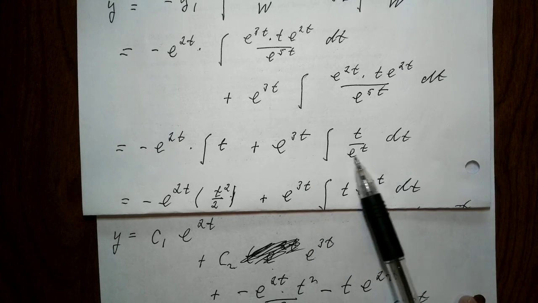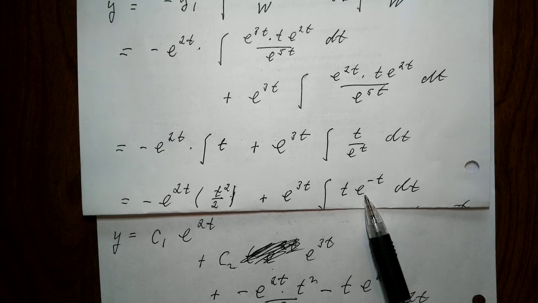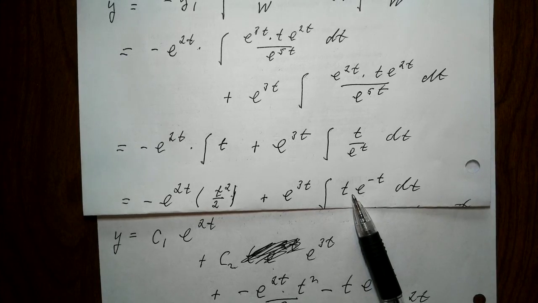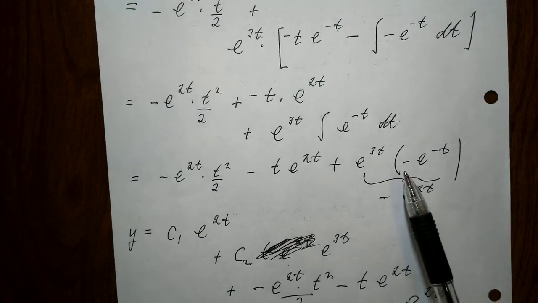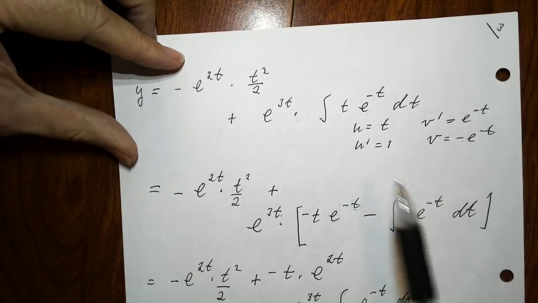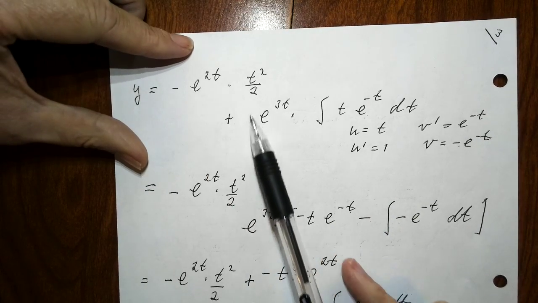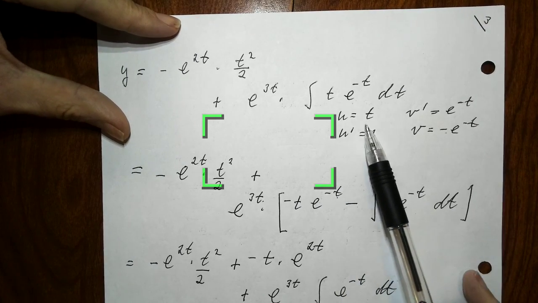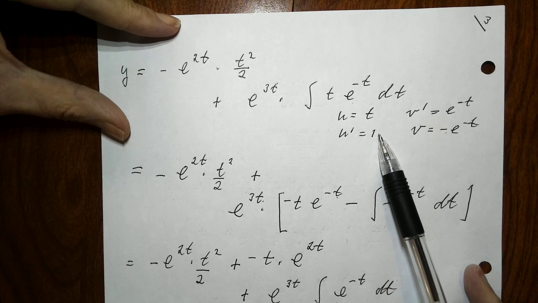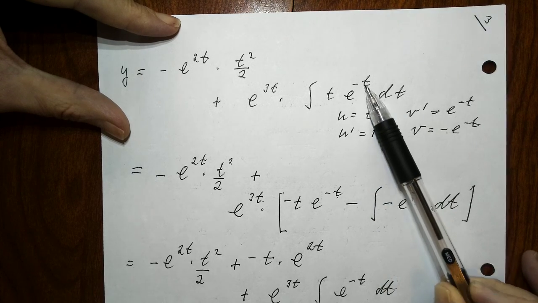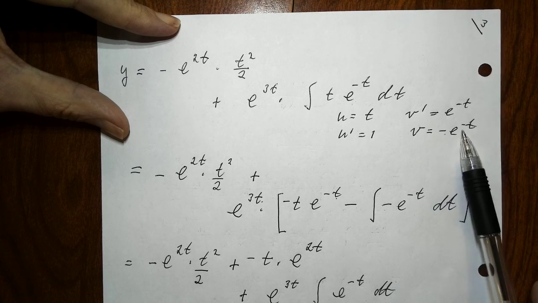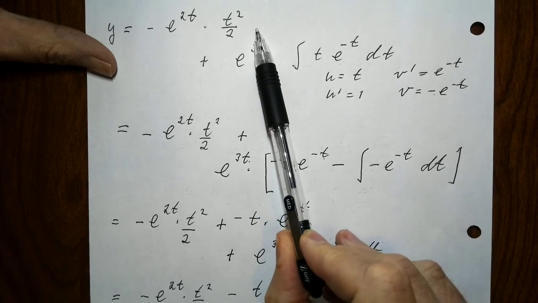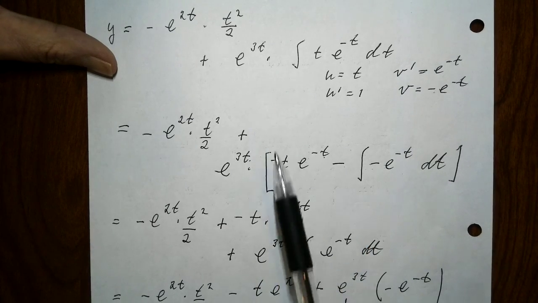And if we simplify this integral, t over e to the t, we have to integrate t e to the minus t. This integration is going to be a little bit more painful because we have to use integration by parts. So here's the first term from the previous page, plus e to the 3t. We need to now integrate this by parts. u is t, u prime is 1, v prime is e to the negative t, v is minus e to the minus t.